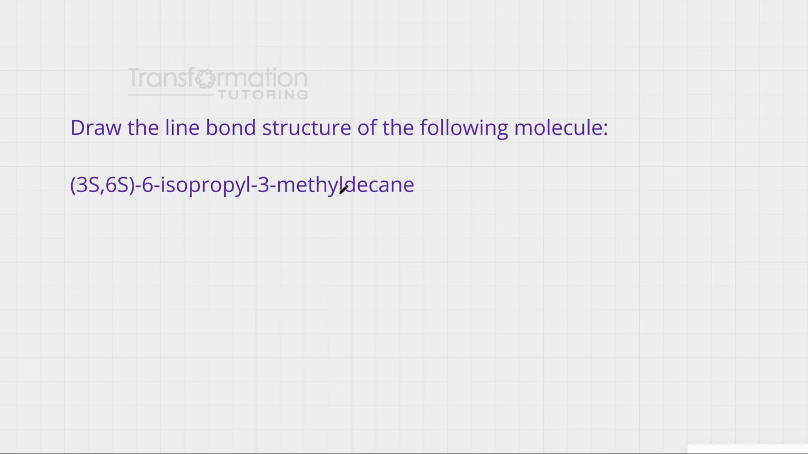The first thing that we'll do is look at the end of the molecule, which will tell us the parent chain. Decane, dec means 10, so that means I have a 10 carbon chain, and I'm just going to draw a big chain. 1, 2, 3, 4, 5, 6, 7, 8, 9, and 10, a 10 carbon chain.